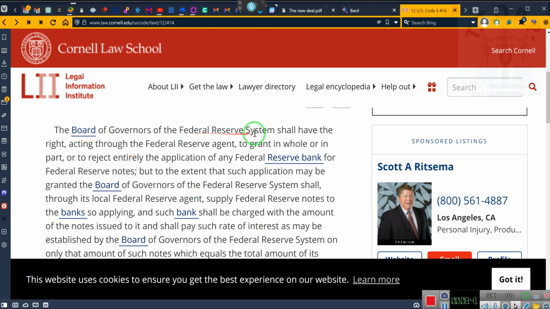The Federal Reserve Board of Governors have the authority and they shall have the right to act through the Federal Reserve agent. So the agent is an agent of the Federal Reserve and the Federal Reserve operates through the Federal Reserve agent. To grant in whole or in part or to reject entirely the application for Federal Reserve banks for Federal Reserve notes. Okay, so you get that. They can reject your application. Nope, sorry, you're not approved. You guys have heard that before, right?